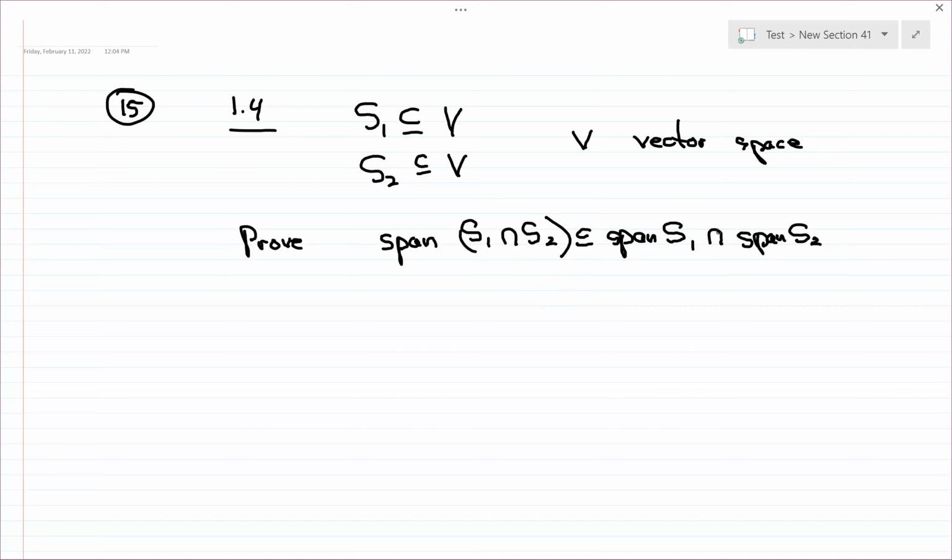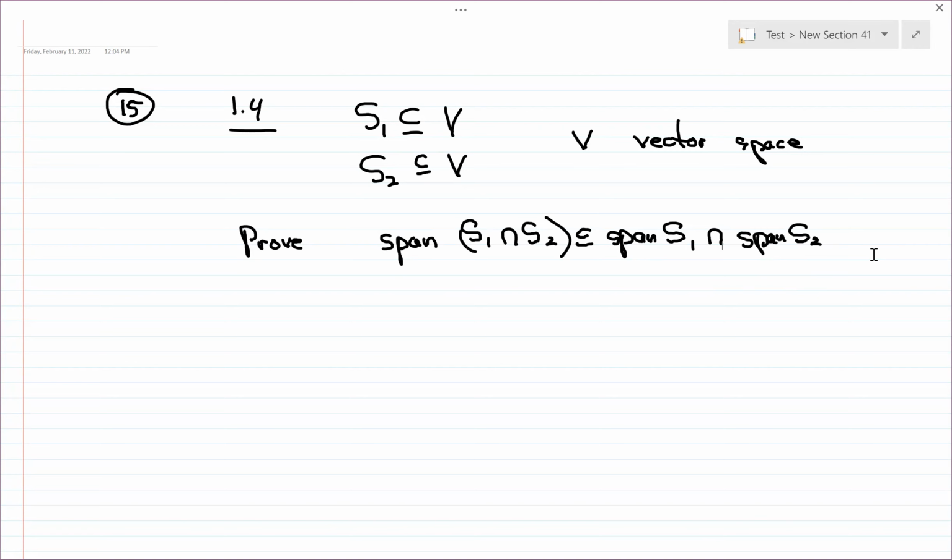So let me see if I finally got what we're trying to show. Prove that this is contained in that. And then there's a second part: give an example in which the span of the intersection and the span of these are equal, and one in which they're not equal. Okay, so let's go through it. One is a proof. And yeah, okay, let's do it in the order they request.